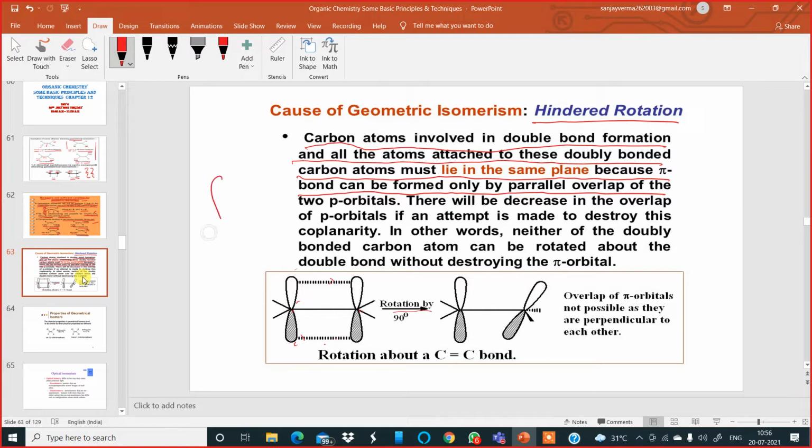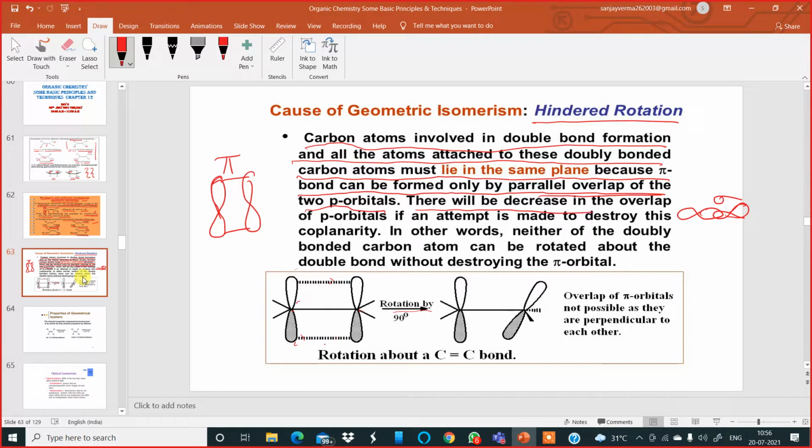Pi bond can be formed only by overlap like this. This is parallel overlap. But head-on overlap is like this. Head-on overlap results in the formation of a sigma bond, but this is going to form a pi bond. Now, parallel overlap of the two p orbitals.